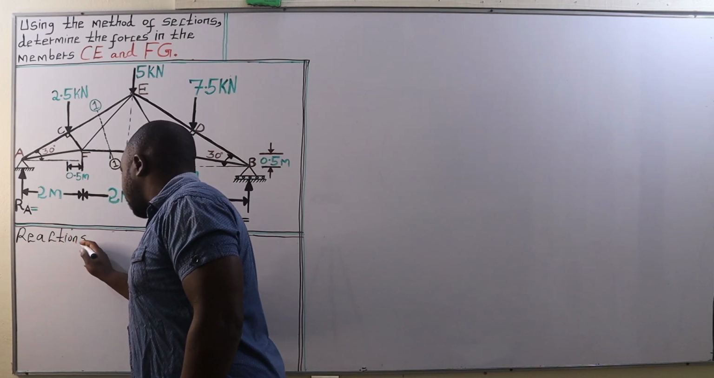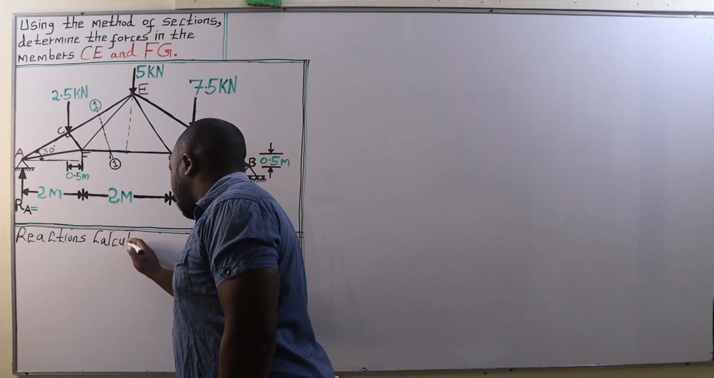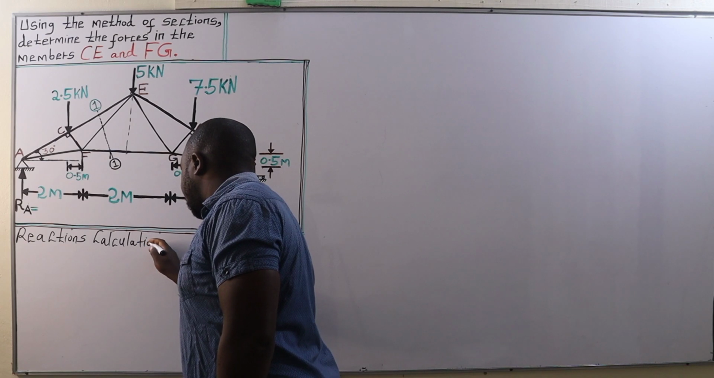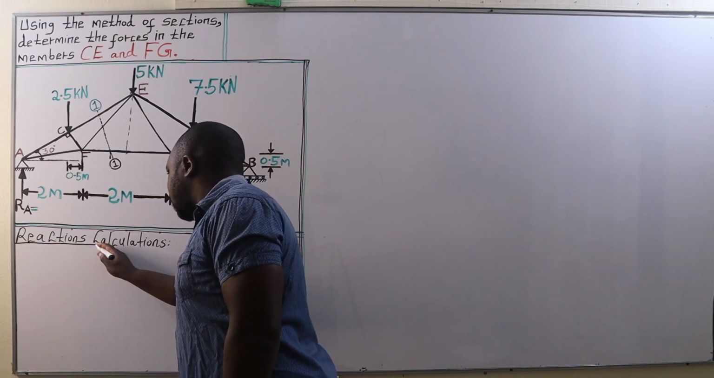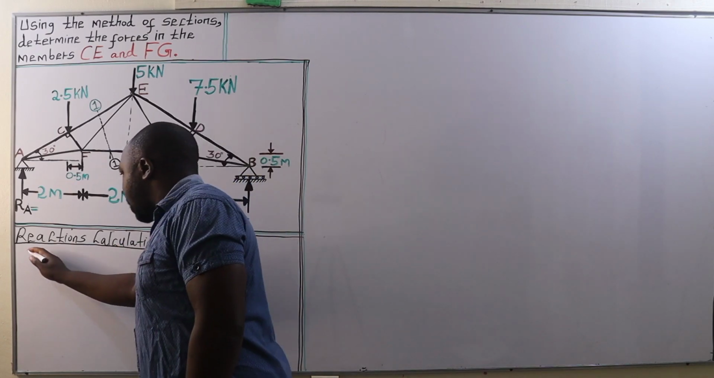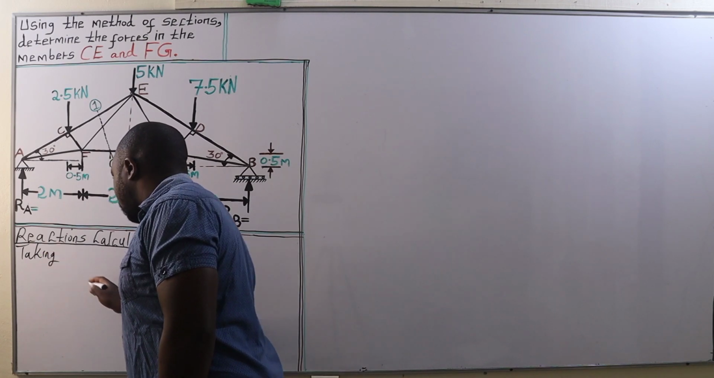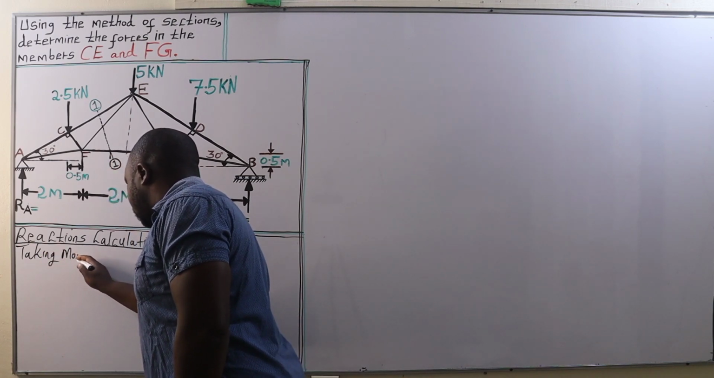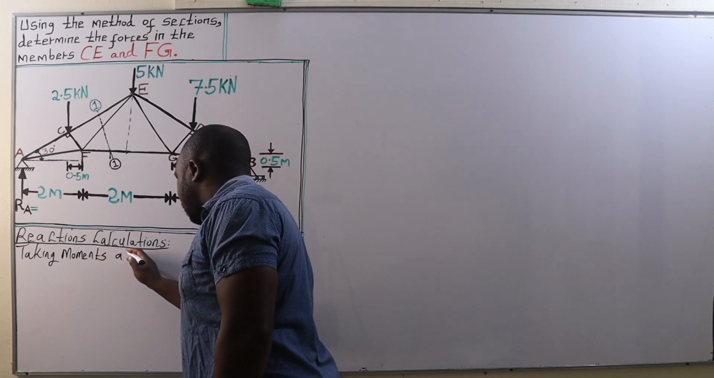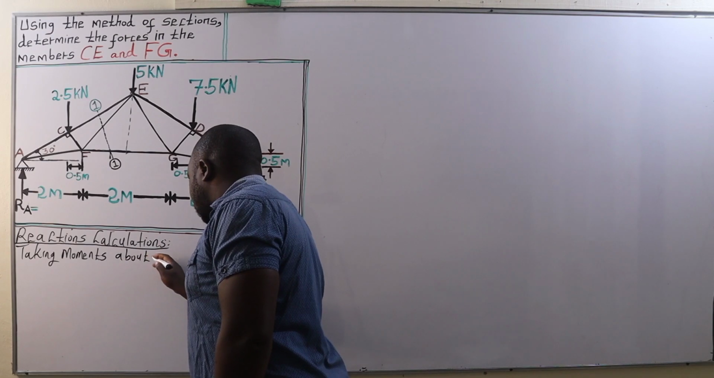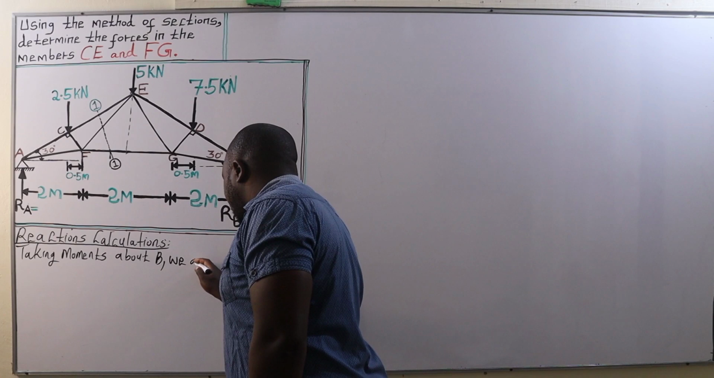Reactions calculations. And for us to get the reactions at A as well as the reactions at B, we are going to take moments. Therefore, taking moments about B, we are going to have the following.